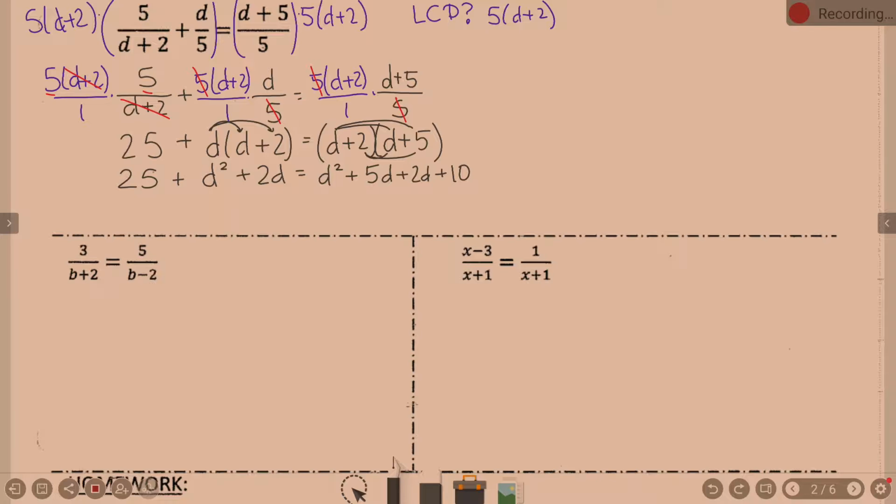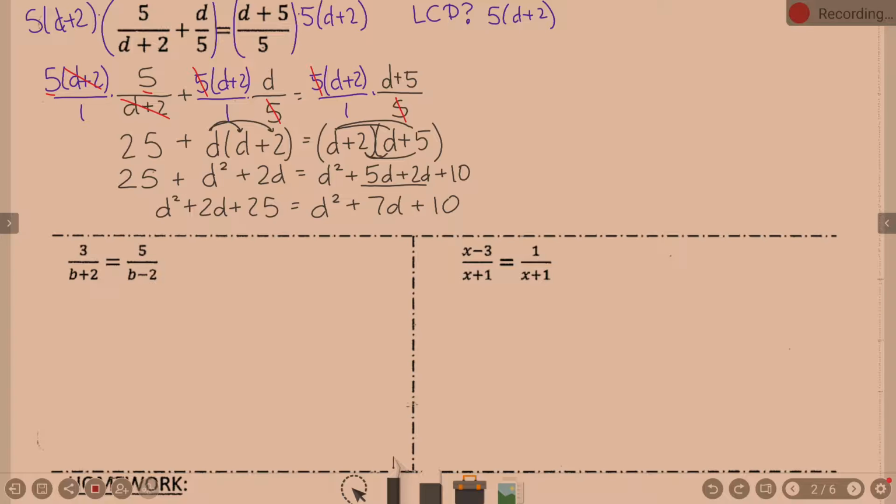What we can add, do you see the 5D and 2D? Yeah, 5D and 2D can add. On the left, I'm just going to leave it for a moment. I guess I'll rearrange it. I'm going to say it's D squared plus 2D plus 25. On the right, it's D squared plus 5D and 2D is 7D plus 10.